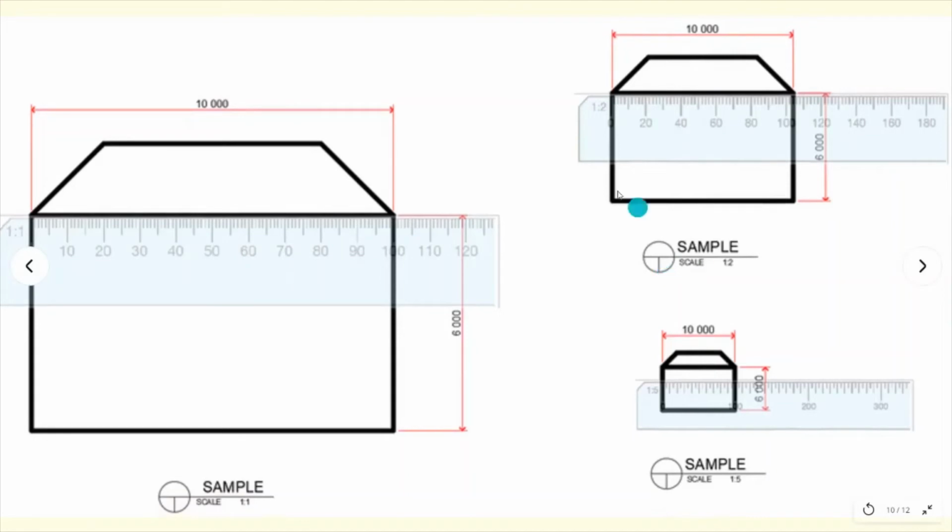So this is just a sample. This is the actual size. I use a 1:1 ruler here, so our 10 meters is still the same mm size. When we have a 1:2 ratio, our 10 meters in the drawing, if we use a 1:2 ruler, we get only half the drawing size. And if we use 1:5, it becomes even smaller. Okay, we used a smaller scale.